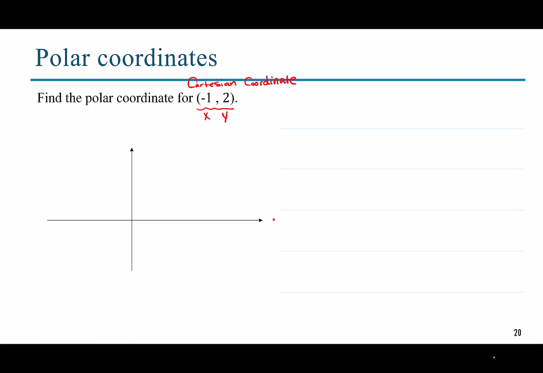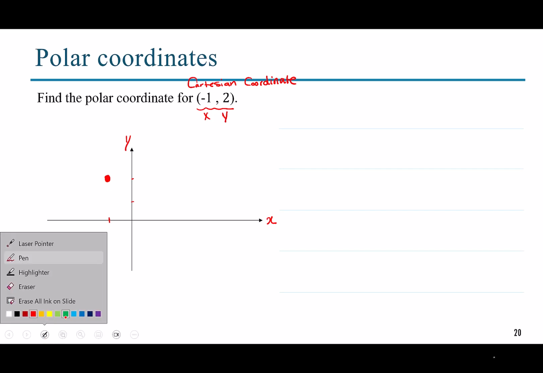So let's first of all find our Cartesian coordinate system. This is the Cartesian coordinate system, x and y. Let's find our point in the Cartesian coordinate system. It says x is -1 and y is +2. So this is the point I'm trying to find the polar coordinates for.